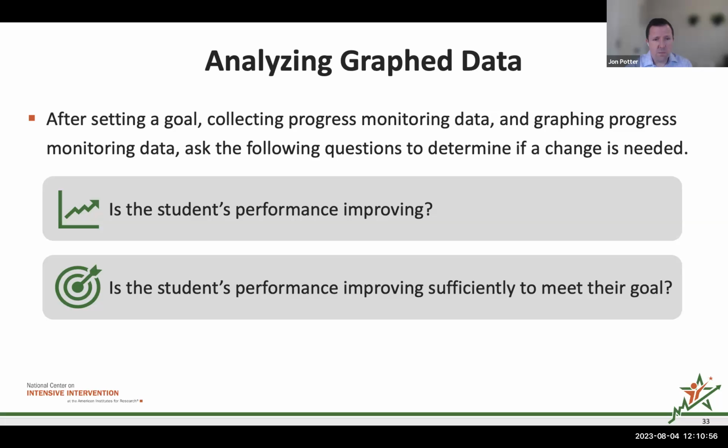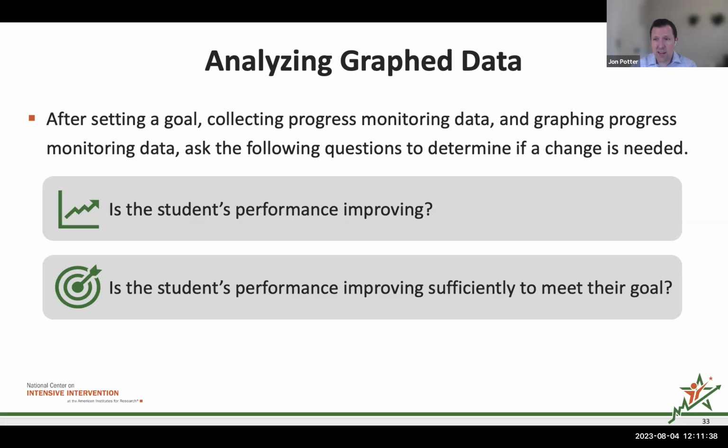Is the student's performance improving is kind of the first question you're asking. And then, is the student's performance improving sufficiently to meet the goal? Now, these are distinct questions. And what I often see with teacher teams when looking at the data is they're more likely to answer the first one and sometimes less likely to answer the second one. Meaning, I will see a lot of teams that look at progress monitoring data and say, well, the graph's going up. They're on track, we're good, they're gaining skills, we're not going to make a change. And that's important that the graph is going up, they're gaining skills, but many times, they may not be gaining skills at a rate that is going to get them caught up to their peers.